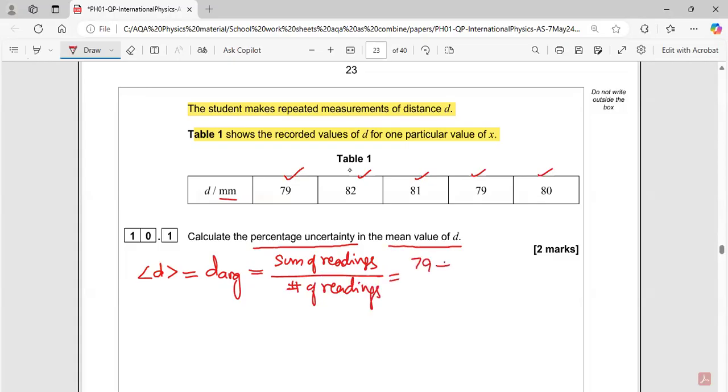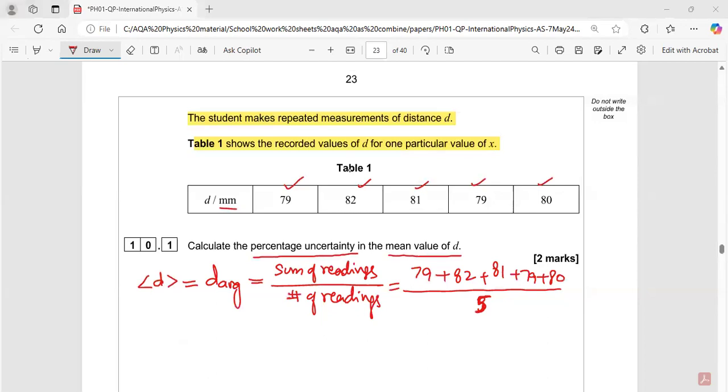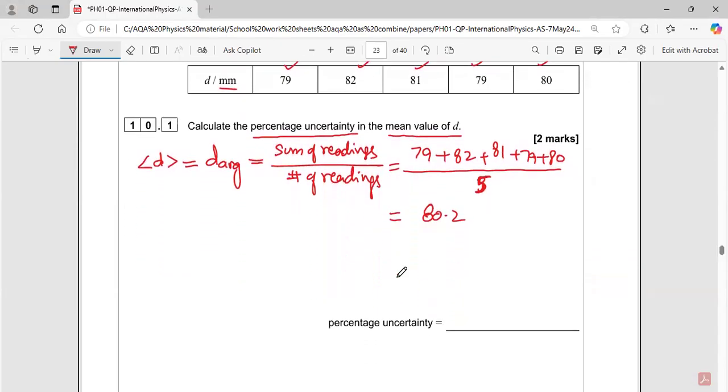So you have to add all of them together. And then how many of them? Oh no, it's 5. I was about to write 5. I don't know why I wrote 3. So you divide that with 5. So you get your answer. You have to do the calculation. And well, it's coming out to be 80.2, around 80.2.